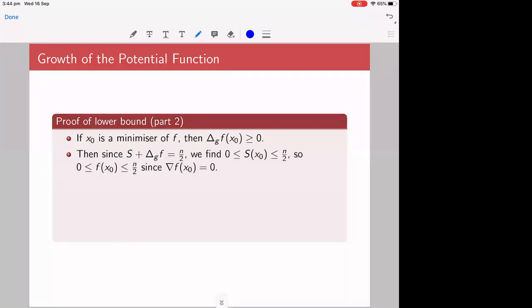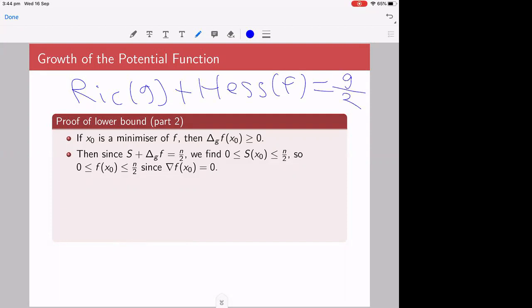Well, remember we had that, I'll do it one more time, Ricci curvature plus the Hessian of f equals g on 2. If we take the trace of this equation, the trace of the Ricci curvature is the scalar curvature, the trace of the Hessian is the Laplacian, and the trace of the metric is just n. So if we take the trace of the Ricci soliton equation, we get that the scalar curvature plus the Laplacian of f has to be equal to n divided by 2. Why is this helpful?